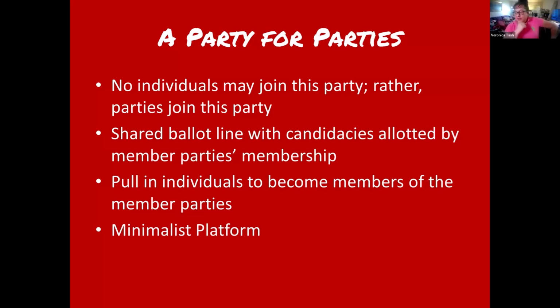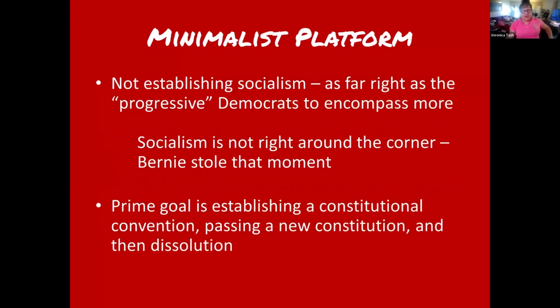And another big thing is when we're trying to do this as a joint effort, we probably want a minimalist platform. We don't want the joint platform to be like the platform we have now. We want something that is minimally left. And going a little bit more into that, we're not establishing socialism with the platform that this party would have. It's as far right as the progressive Democrats, to encompass more people, because we need that mass takeover.